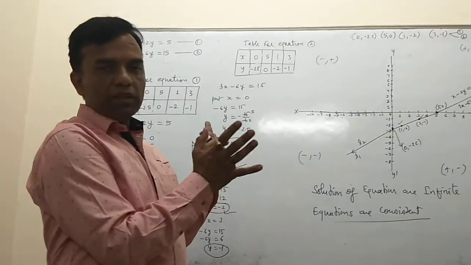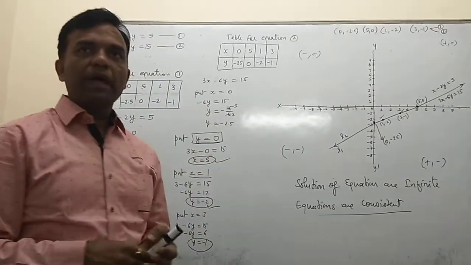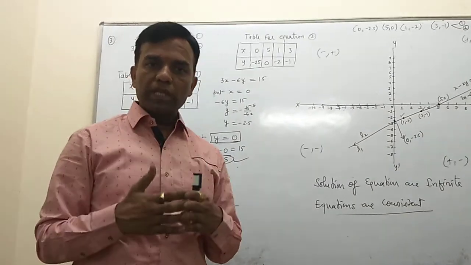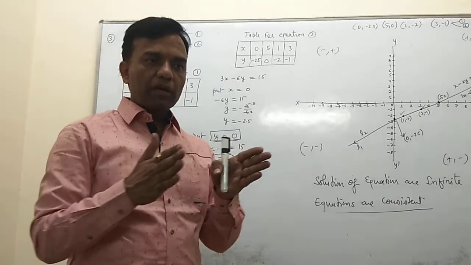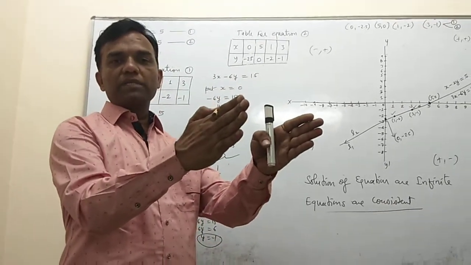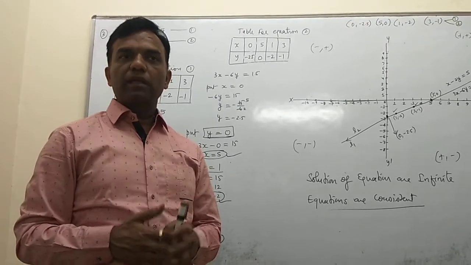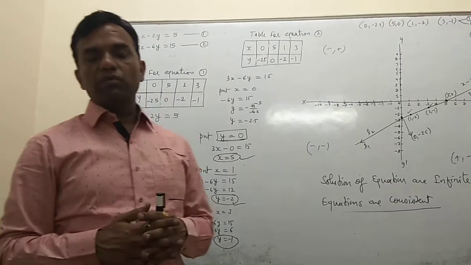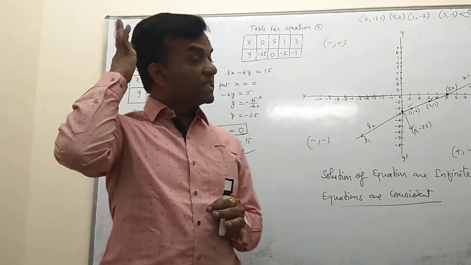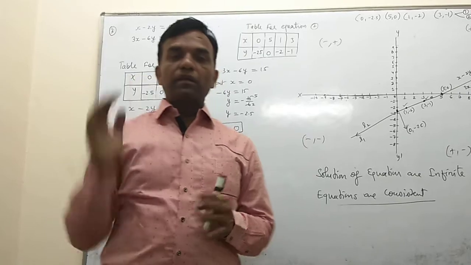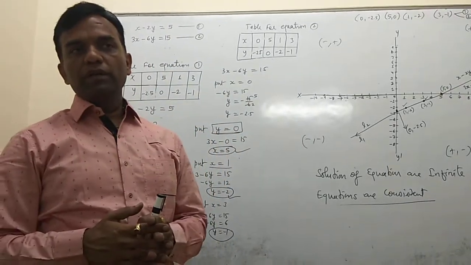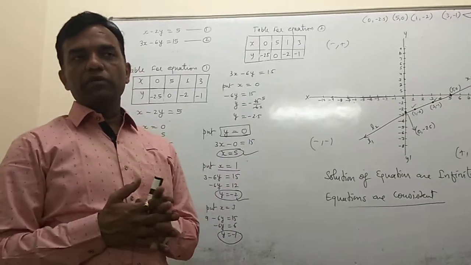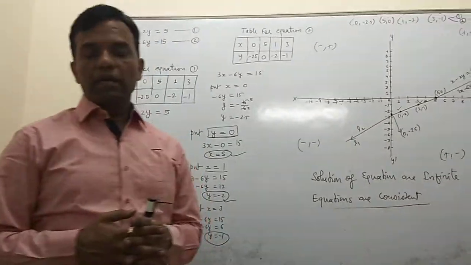We plot all the points on the graph, and then we decide: if the lines intersect, it means they have a unique solution. If both lines go in the same direction at the same distance, they are parallel lines, they have no solution, they are inconsistent. And the third condition is coincident lines, which means both lines overlap each other. They touch many points, so they have infinite solutions. So this is also a case of consistency.